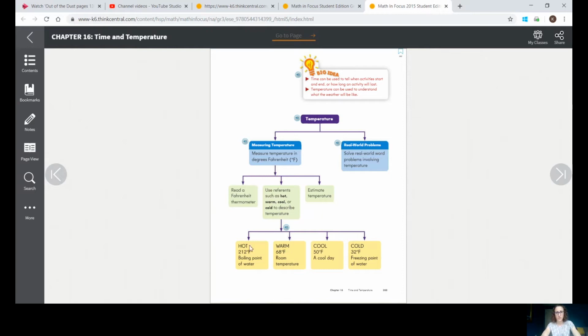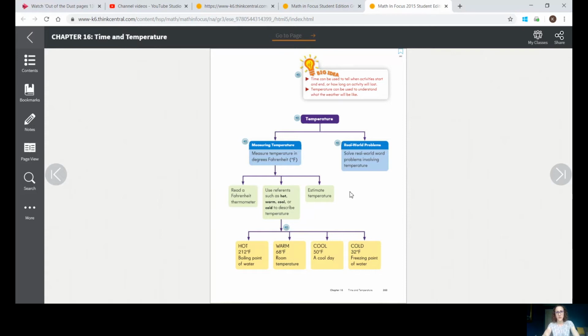Okay, here were some things that we learned. We learned that water boils when it's 212 degrees Fahrenheit. It is extremely hot, it will burn you. We know that it's warm. This is room temperature. Little cool. You'd need a jacket or a light coat. And then 32 degrees Fahrenheit, that's cold, that's freezing, that's when it can snow.